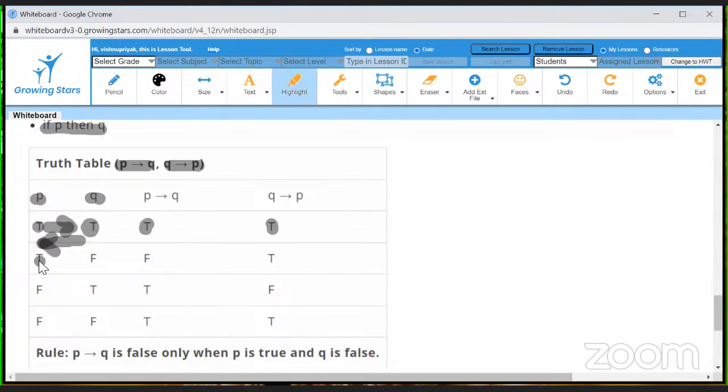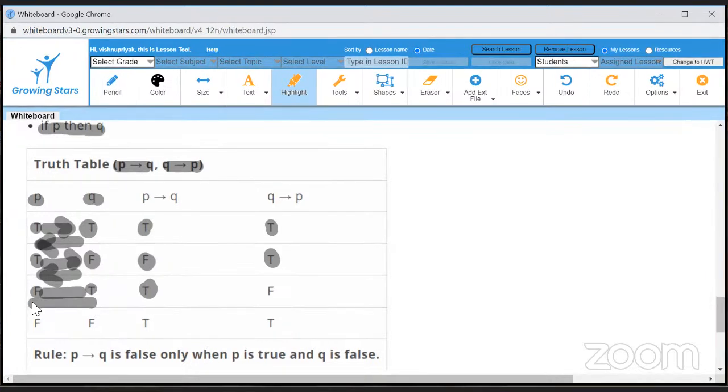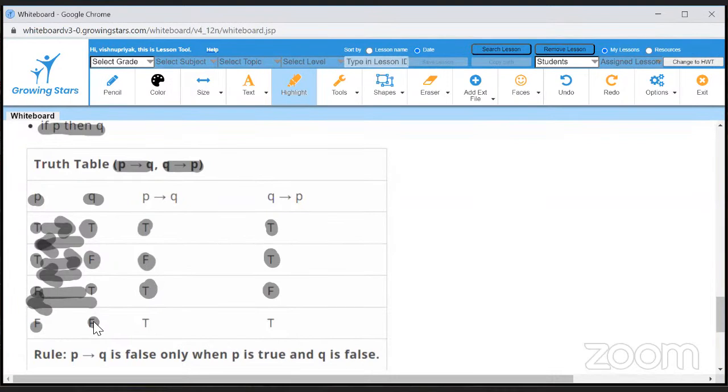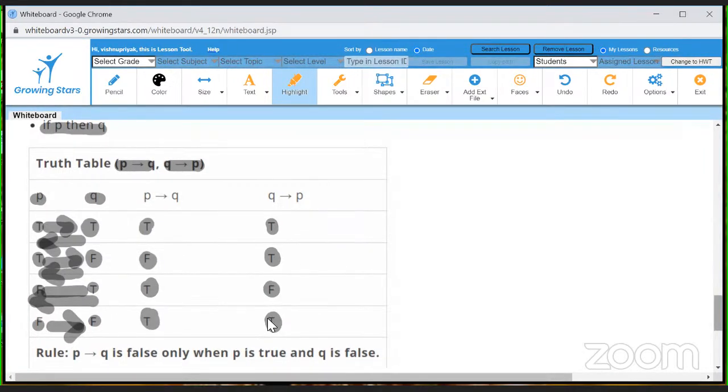Here you are going from true to false. So P implies Q is false. The other way, false to true. So Q implies P is true. Here also, P to Q means false to true, so true. Q implies P means true to false, so false. But if P, Q are both false, even though we are going from false to false, P implies Q will be true, Q implies P will be true.